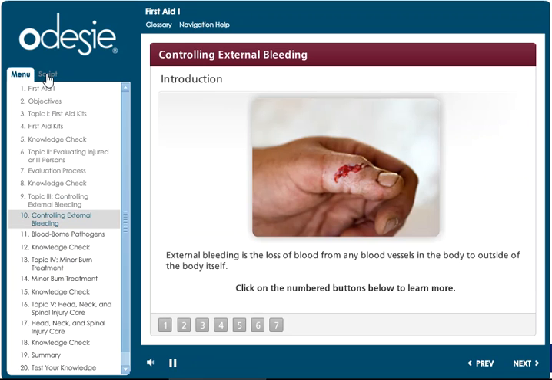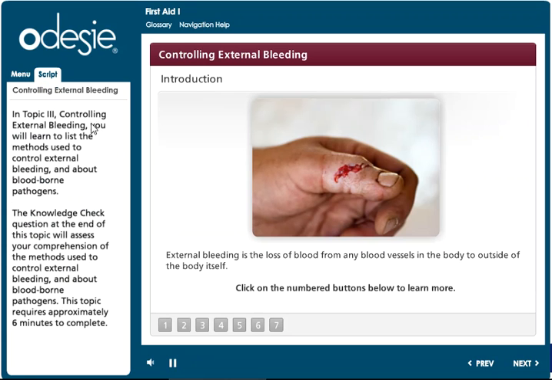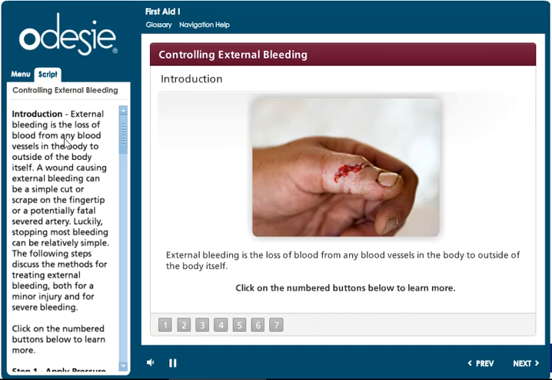External bleeding is the loss of blood from any blood vessels in the body to outside of the body itself. A wound causing external bleeding can be a simple cut or scrape on the fingertip, or a potentially fatal severed artery. Luckily, stopping most bleeding can be relatively simple. The following steps discuss the methods for treating external bleeding, both for a minor injury and for severe bleeding. Click on the numbered buttons below to learn more.